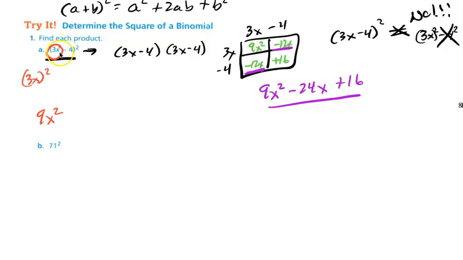We're going to multiply these two things. So 3x times negative 4 is negative 12. But then we have to times it by 2, so it gets us negative 24. And then we're going to square the last one. Negative 4 times negative 4 is a positive 16. Right? So you get the same answer either way.